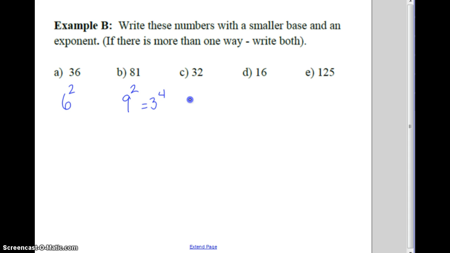32 could be rewritten as 2 to the power of 5. 16 can be rewritten as 4 to the power of 2, or 2 to the power of 4. Now be careful, these are not just inverted. 4 times 4 is 16. 2 times 2 is 4, times 2 is 8, times 2 is 16. The last one here, 125, is 5 to the power of 3. Being able to recognize these different congruencies is going to help you to be able to solve exponential problems.